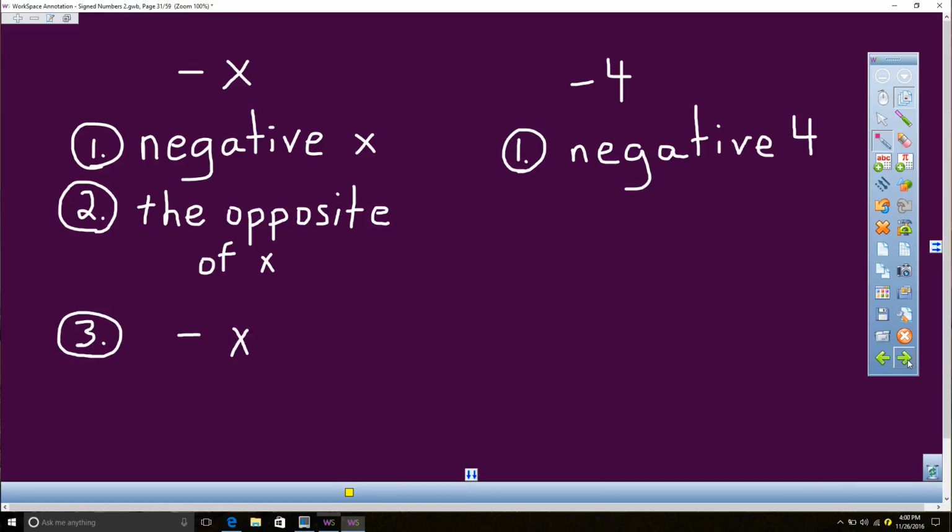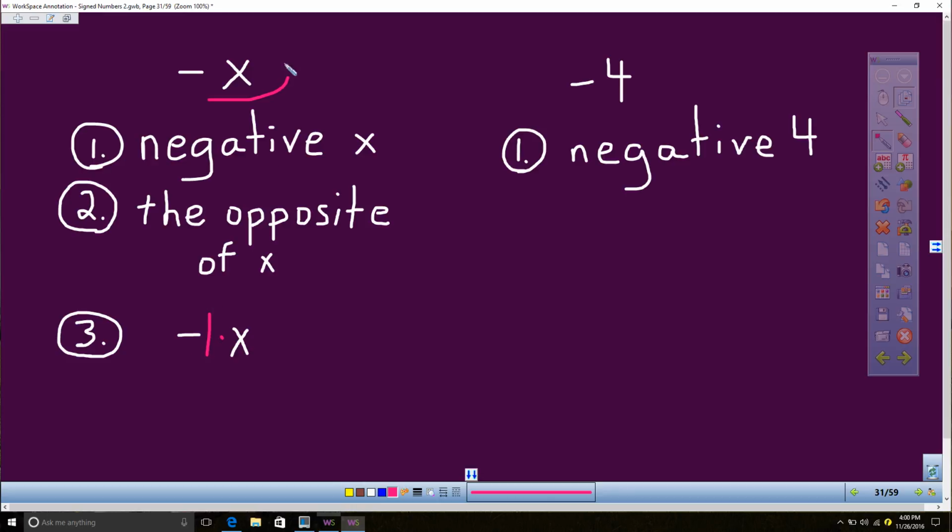Also, you can think of that negative. You can put in a 1 times after that sign and think of it as negative 1 times x. So the opposite of x is the same as just multiplying x by negative 1. Now, you have probably learned in the past that a number that's multiplied by a variable, that the number in front of the variable is called the coefficient of the variable.